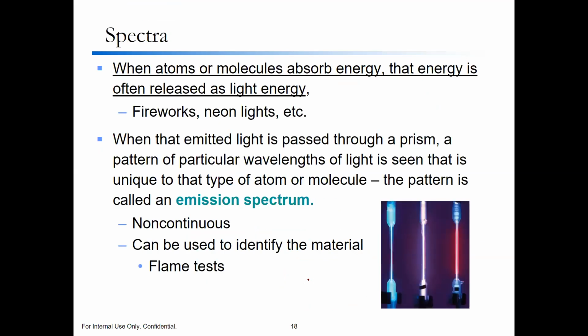Does anyone remember from high school or elementary school, what is the sun made out of? Anyone know? Hydrogen? Okay, hydrogen. How do you know that? Did an astronaut go to the sun, collect the gas or material from the sun, bring it back to Earth, and then we determined the sun is made out of hydrogen? No. So how do we determine that?